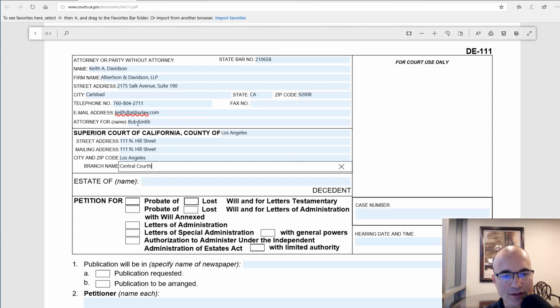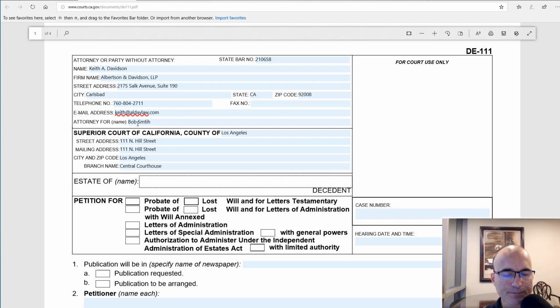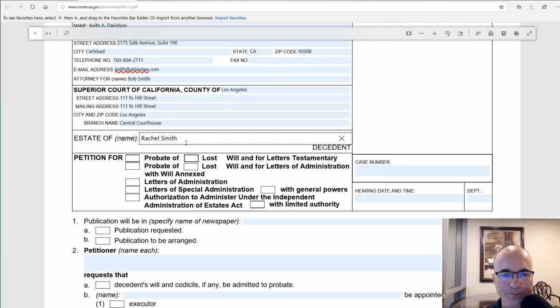If you don't know the branch name, you can go to the court website and look it up. And if you can't find it there, you can leave the branch name blank when you file it. This is going to be the estate of, and we'll put in Bob's wife, Rachel Smith. And so that's what this estate is for.